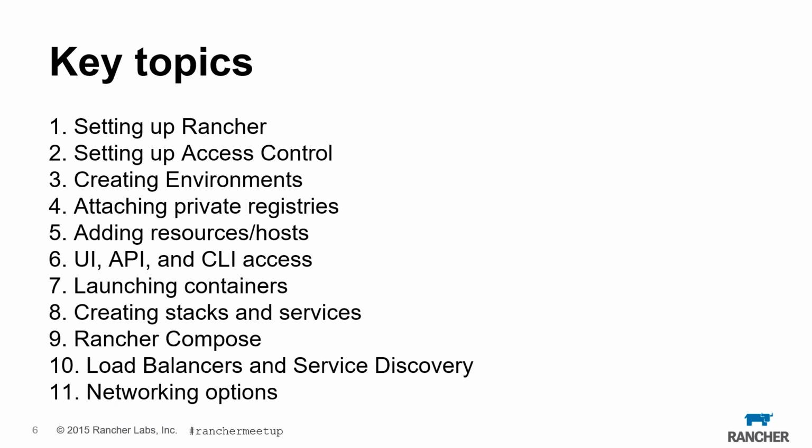Then we'll jump into more of the individual actions that you'll take as a user: creating environments, setting up and connecting to registries like Docker Hub, adding hosts and resources, and different approaches for talking to the Rancher server: the UI, the API, the CLI. We'll explain what those are. We'll then jump into creating containers and how to basically do a Docker run within Rancher. We'll then talk about creating stacks and services, which is a pretty involved process.